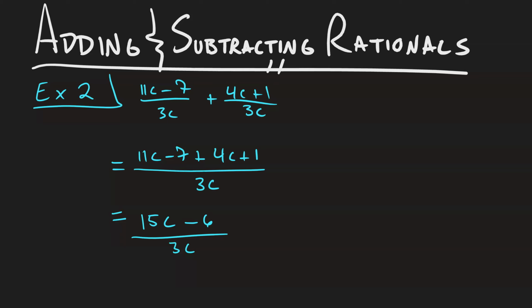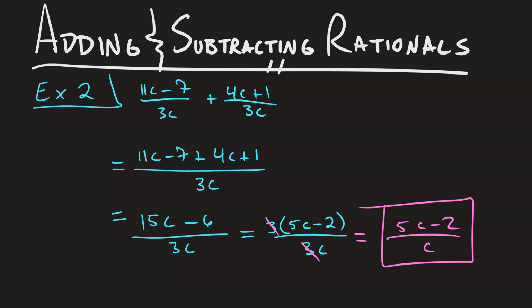Now, we might think we're done, but we can actually still continue this just a little bit further because I can factor out a common factor of 3 from my numerator. If I factor out a 3, I'll be left with 5c minus 2 over 3c. Now I have a common factor in my numerator and denominator that can be canceled out, in this case 3. So I will cancel out these 3's, and I'll be left with 5c minus 2 over c. Once again, that's as far as we can simplify, so there's our solution.